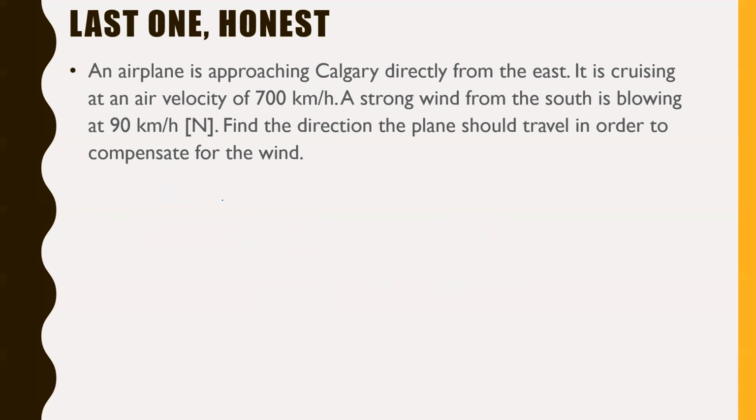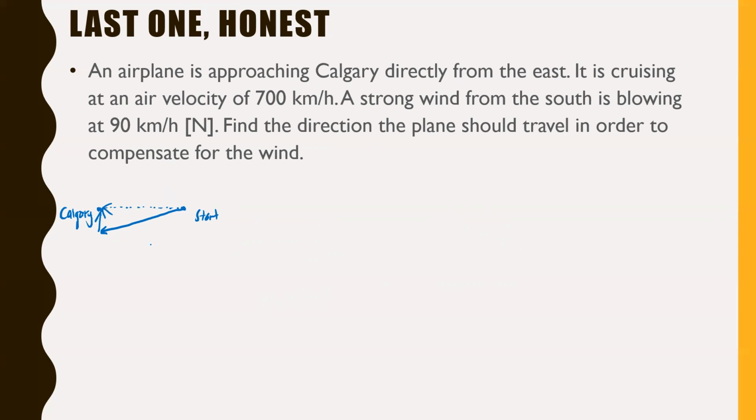So the long story short is we can draw Calgary right here. Calgary's right there. The airplane is coming straight from the east, so it's a little bit east here. This is our start over here. We want to get directly to Calgary. So the airplane is going to need to point this way, just like this, for the wind from the south to push it back up to Calgary so that our final velocity is actually a true straight line.